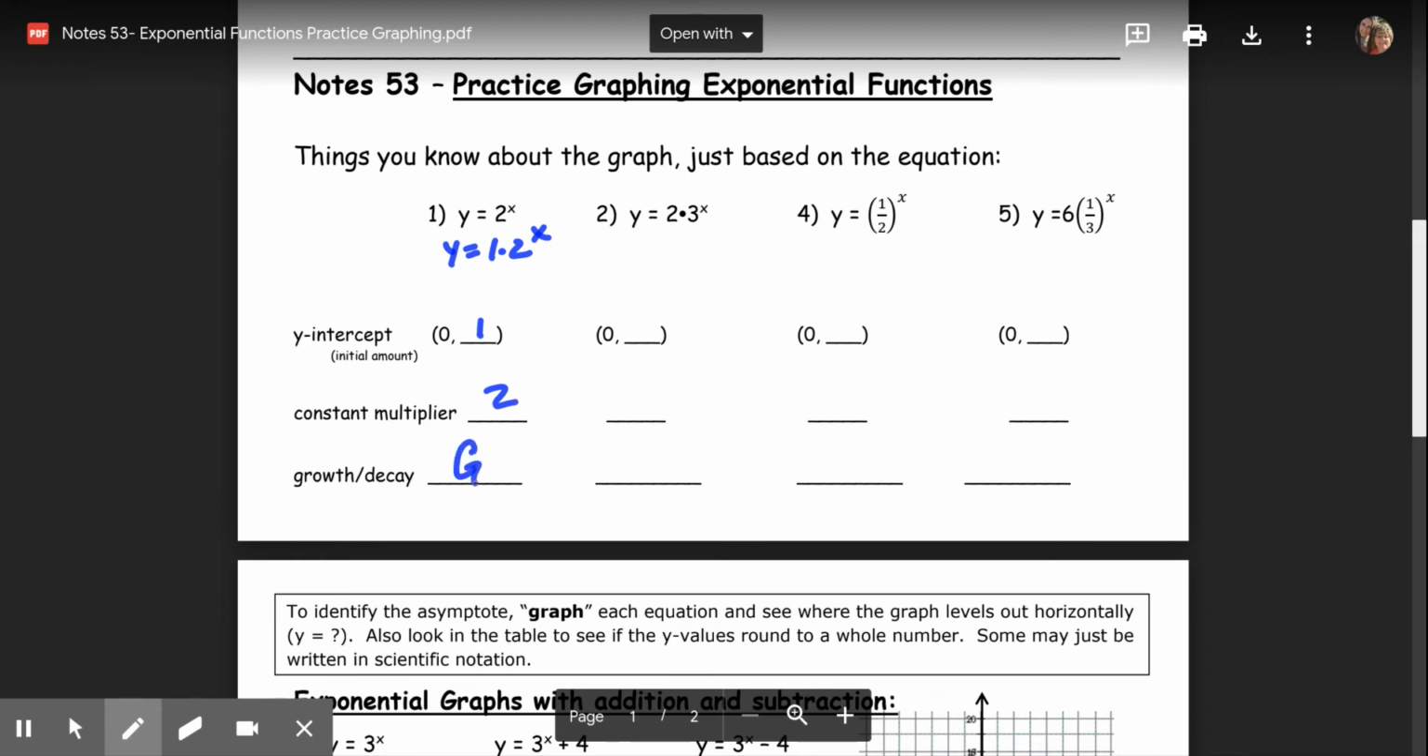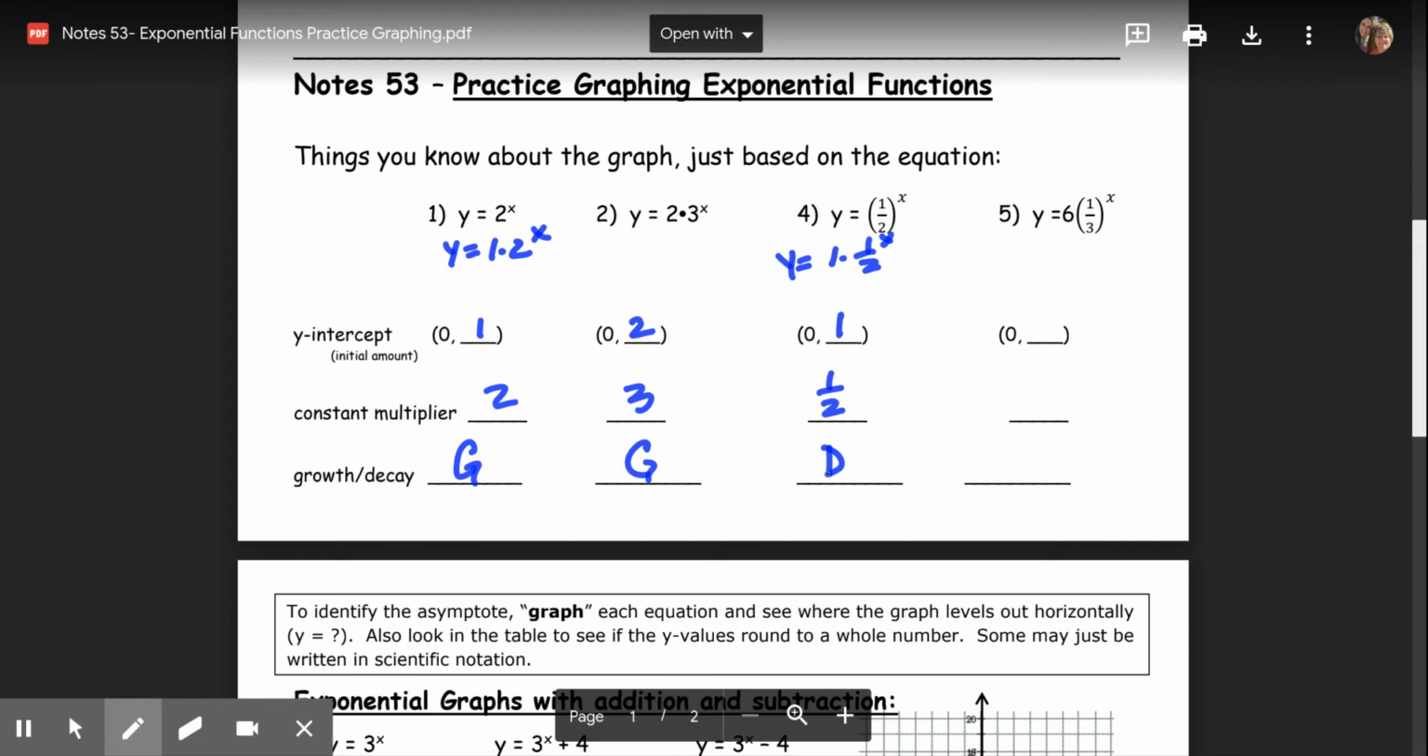All right, let's take a look at number 2. So we have the y-intercept, or the initial amount, is the 2. So we know that's our y-intercept. Constant multiplier is 3, and the constant multiplier is 3, so it's going to be a growth. Number 4, this would be like 1 times 1/2. Y equals 1 times 1/2 raised to the x power. So your initial amount will be 1. Your constant multiplier is 1/2. So since that's less than 1, it's going to be a decay.